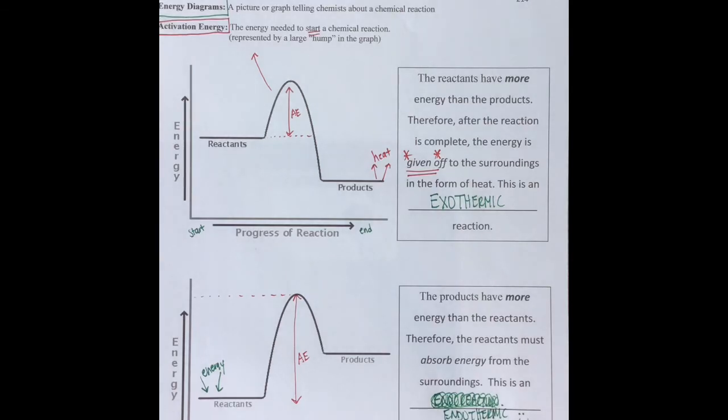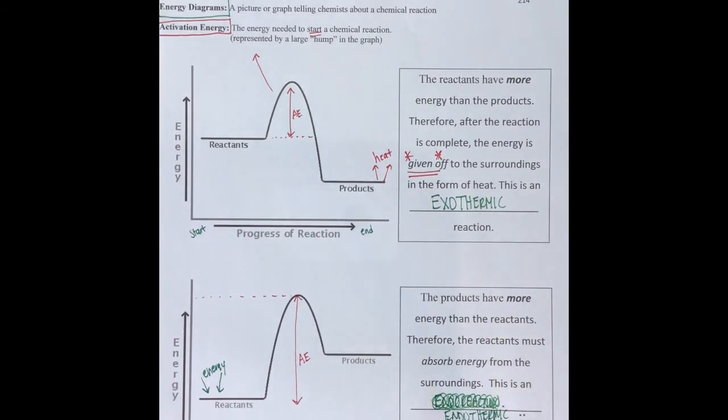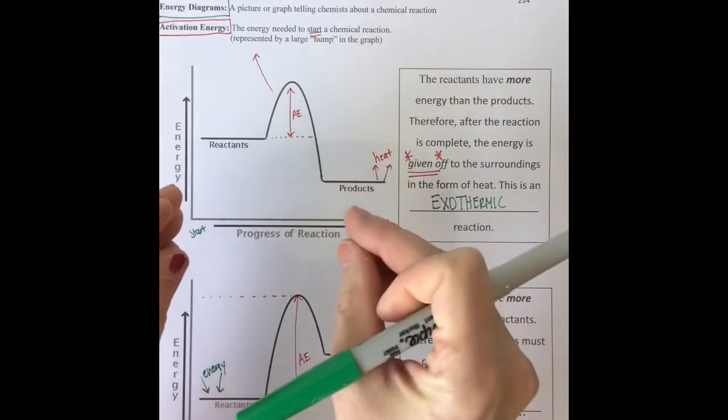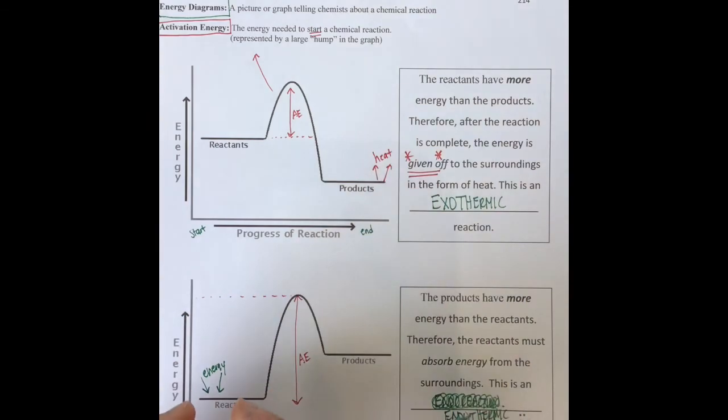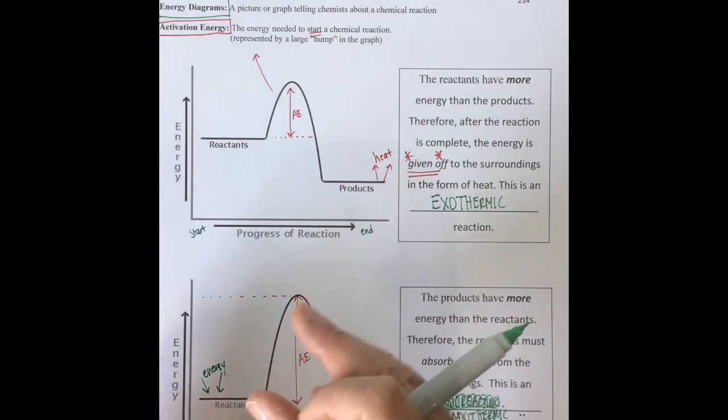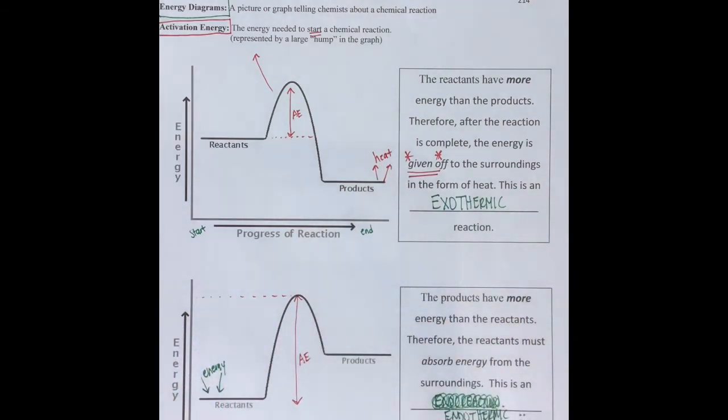Okay, so hopefully that helps give you a visual of what it looks like in a graphing sense to go from reactants to products giving off heat and going from reactants to products absorbing heat to get to your final product.